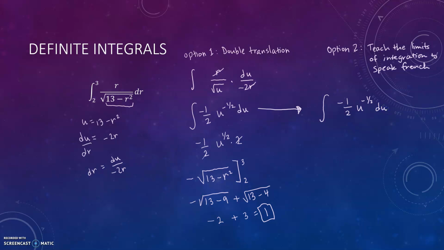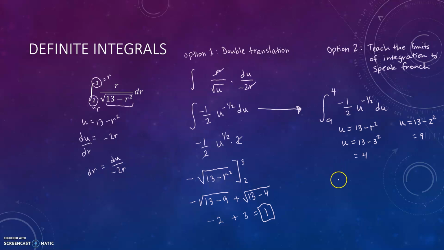We're going to make this into a definite integral. And currently, the limits of integration 3 and 2 are r coordinates, and I would like them to be u coordinates. The way I will teach them to speak French is I'm going to remember that u is equal to 13 minus r squared. So the French word for r equals 3 is going to be u equals 13 minus 3 squared, or 4. And the French word for 2 is going to be 13 minus 2 squared, so it would be 9. So I'm translating my limits of integration so that they are in the language of u's. They are now u coordinates.